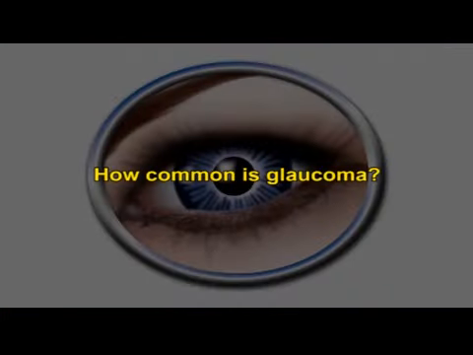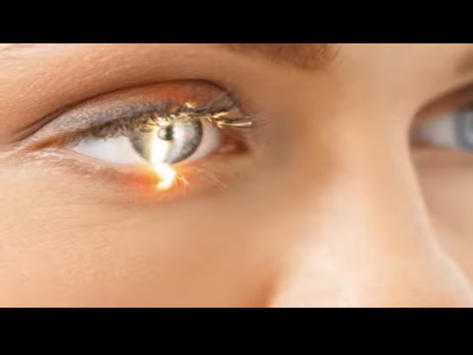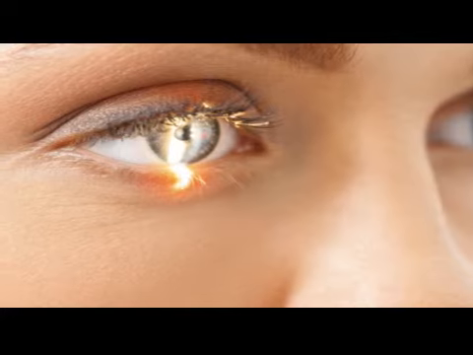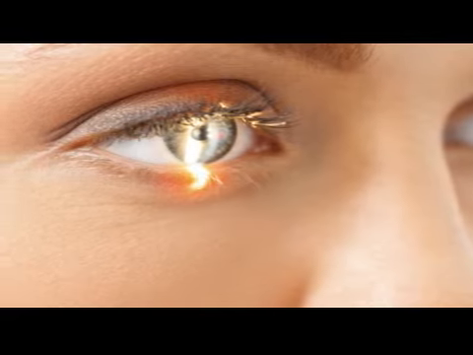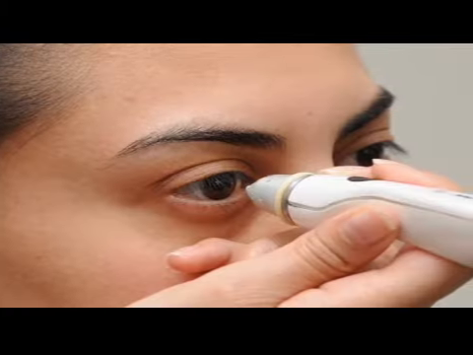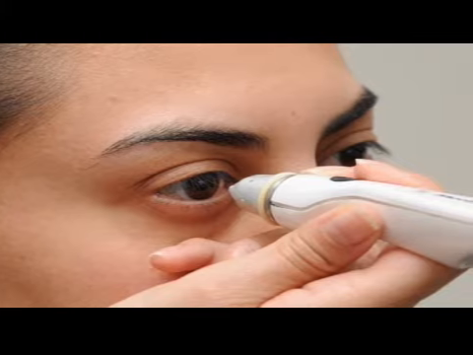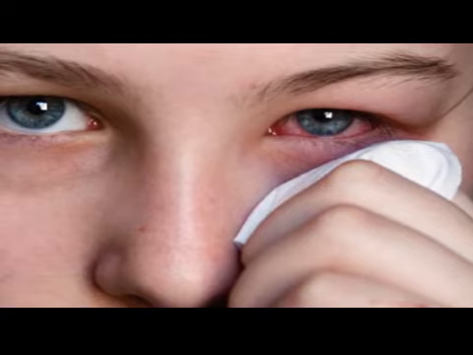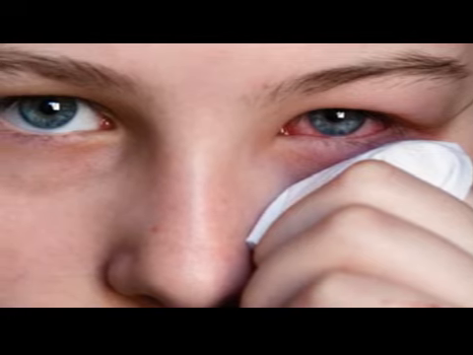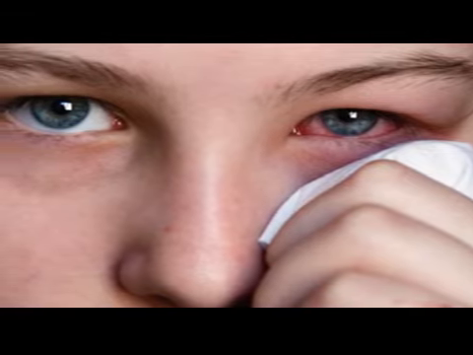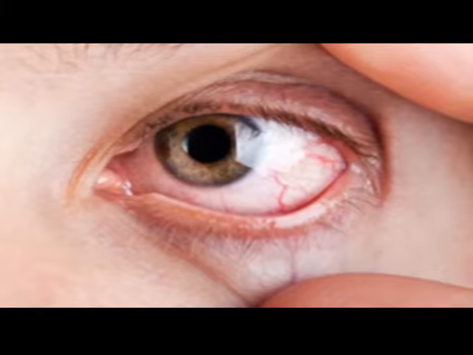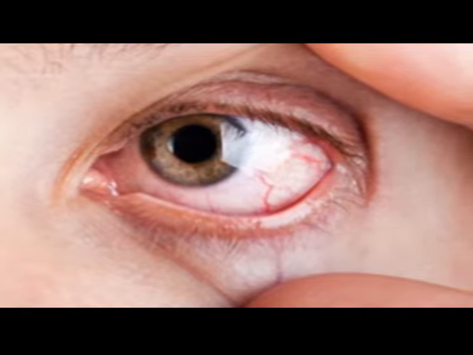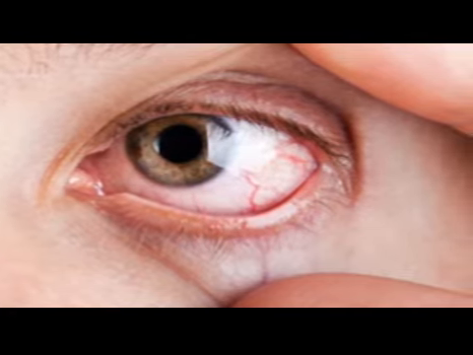How common is glaucoma? Worldwide, glaucoma is the leading cause of irreversible blindness. In fact, as many as 6 million individuals are blind in both eyes from this disease. In the United States alone, according to one estimate, over 3 million people have glaucoma. As many as half of the individuals with glaucoma, however, may not know that they have the disease.